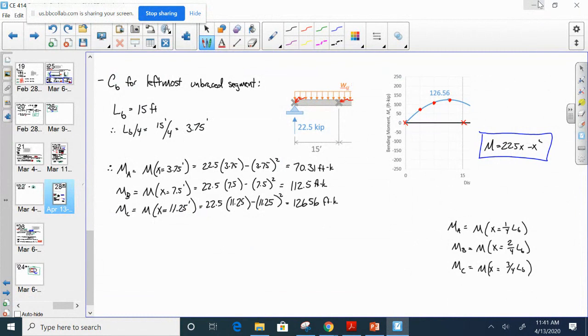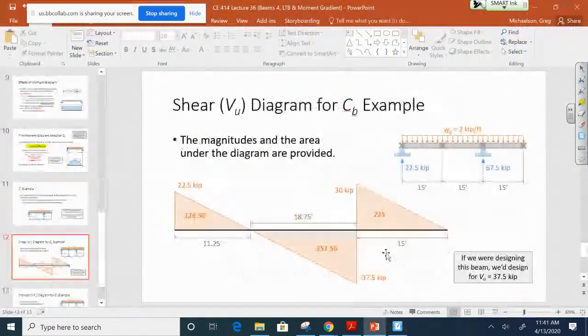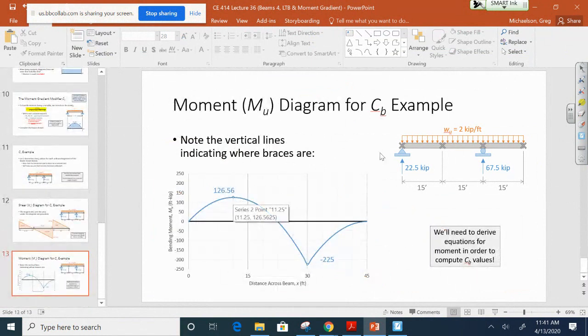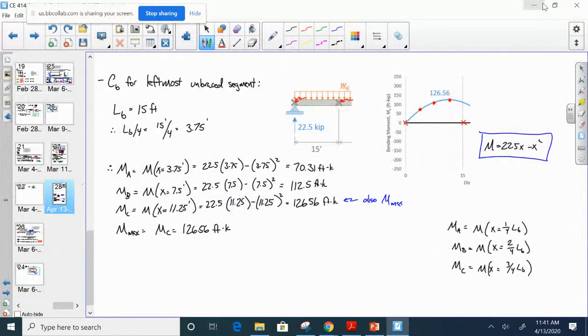Now, what happened is this just happened to equal M max. So we also need the maximum moment in that segment, but if we look at the moment diagram, that also happens to be MC, which is 126.56. If you go back to the shear diagram, the shear equals 0 at 11.25 feet, and that's where M max was. So it was just sort of happenstance that M max and MC are at the same spot.